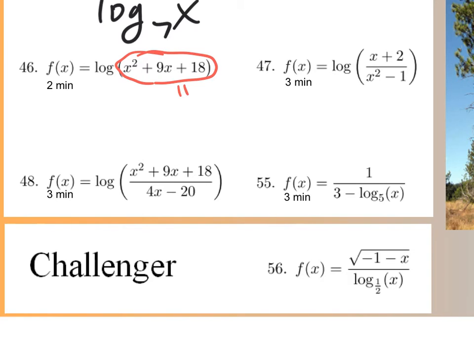If you set this equal to 0, does it sound like a quadratic set equal to 0? I can do that. We've done that before. If you can factor it, you should. But if you can't factor it, you could always use the quadratic formula, and you'd be finding the asymptotes.